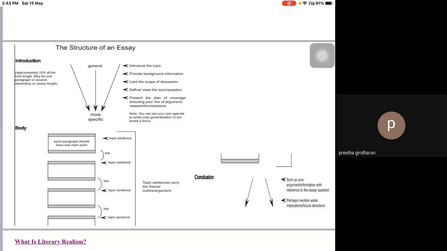Look at this. You can see how that is shown. Topic sentence, then ending the paragraph with a link, beginning again with a topic sentence, ending with a link, and going on like that until we reach the conclusion. In the conclusion, we sum up our argument or information with reference to the essay question, and also end with wider implications or wider significance of our answer. So this is in short what the essay is supposed to be.